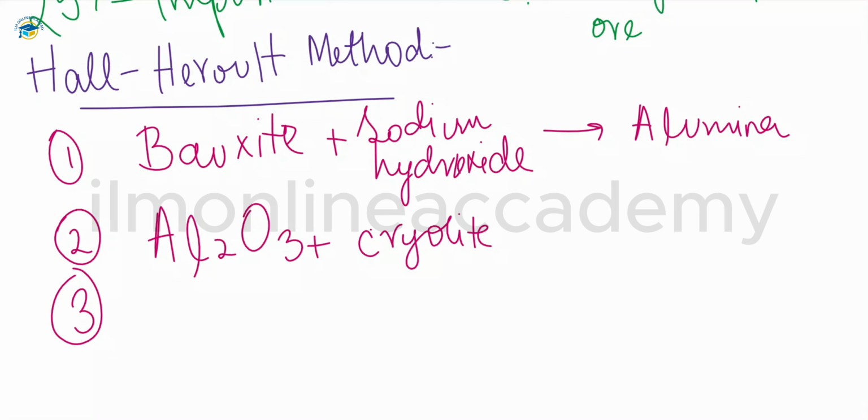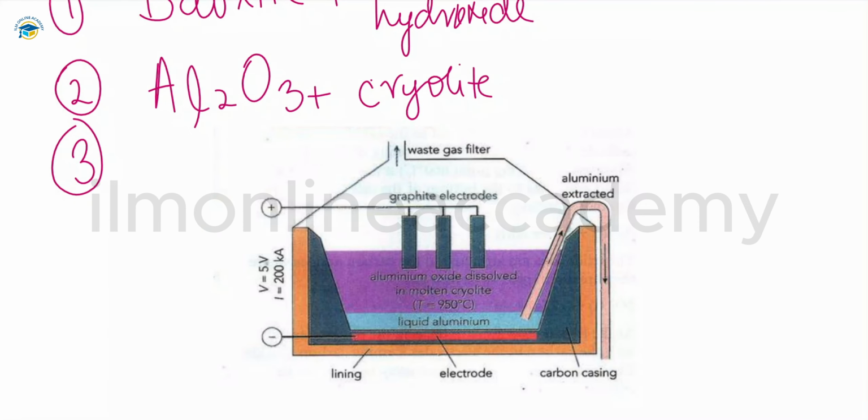The third stage of this process is that the molten mixture of aluminum oxide and cryolite is electrolyzed in a cell fitted with graphite electrodes. I will also show you the third stage, the electrolytic cell for extracting aluminum. The molten mixture of aluminum oxide and cryolite is added here. You can see this is the electrolytic cell and the molten mixture is present there.